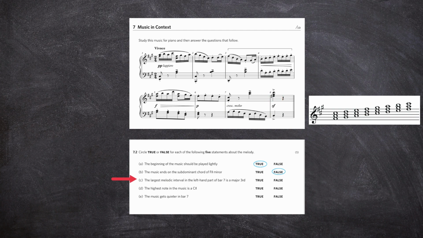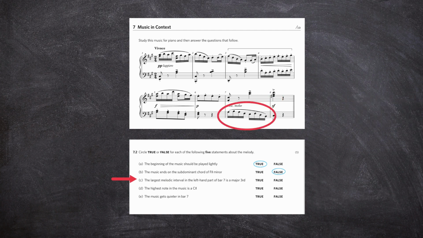Statement C. The largest melodic interval in the left-hand part of bar 7 is a major third, which is true. Statement D. The highest note in the music is a C-sharp. This is false because the highest is the D in bar 5. Statement E. The music gets quieter in bar 7, which is false because it is marked getting louder very much here.